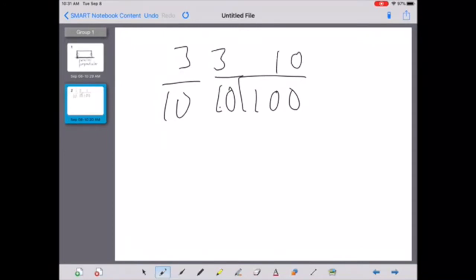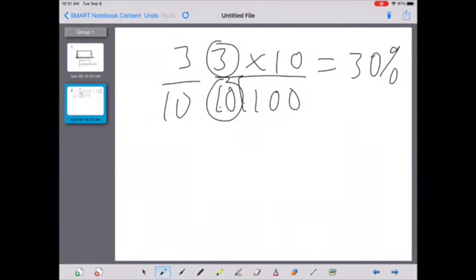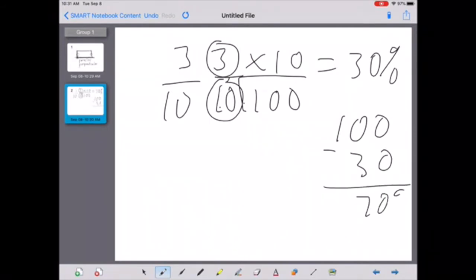So 10 goes into 10 once, 10 goes into 0 times. 3 times 10 then is 30%. So divide by my denominator, multiply my answer by my numerator. What percent of the rectangle is not shaded? The whole thing is 100. 30 is shaded. I subtracted and got 70% is not shaded.